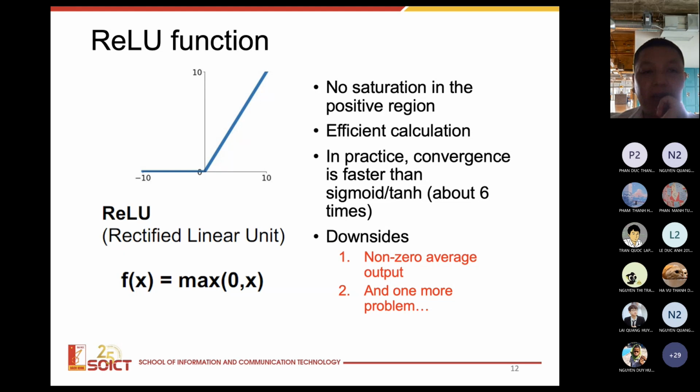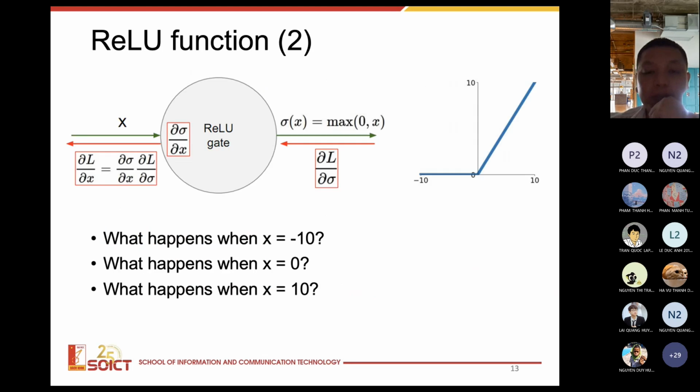Another advantage of using the ReLU function is that, in practice, it converges faster than sigmoid and tanh functions, and by experimentation, they observed that the speed is 6 times faster. Okay. However, the ReLU also has two downsides. First is non-zero average output, right? And the second downside is the problem we will discuss here.